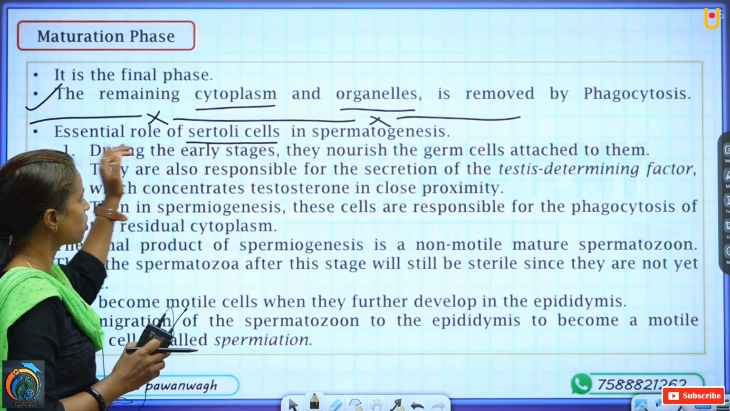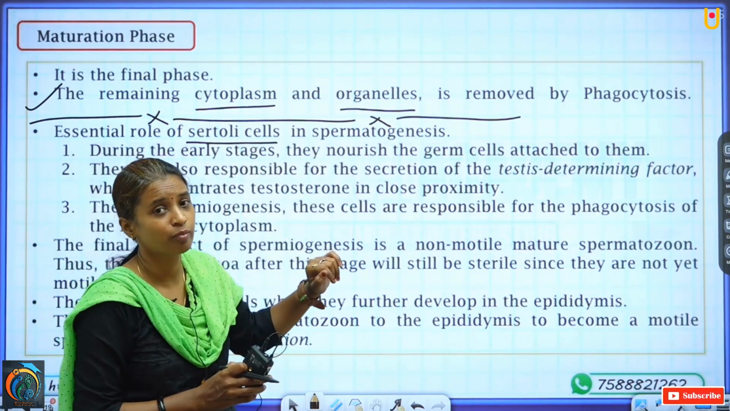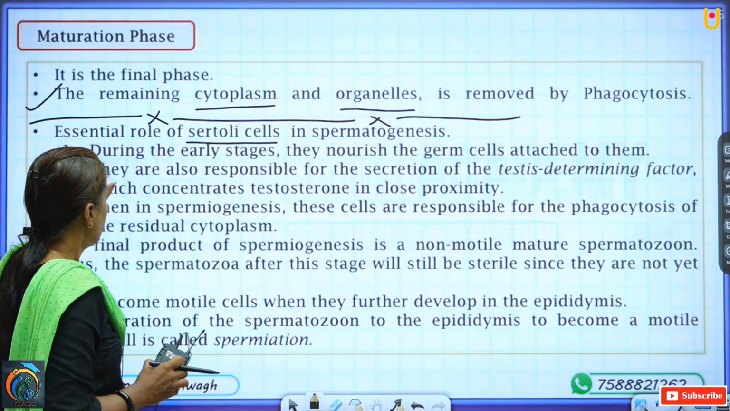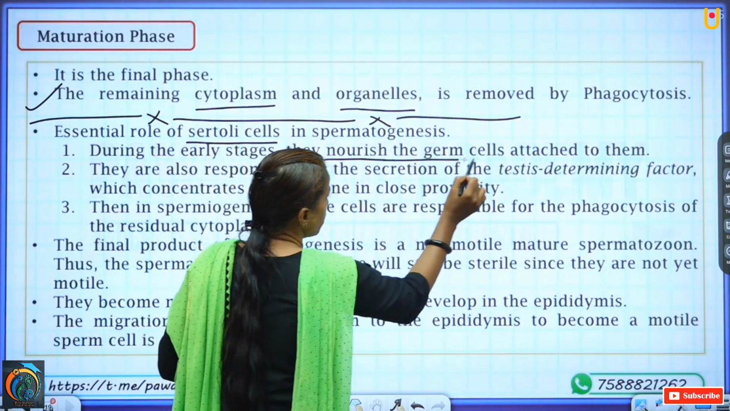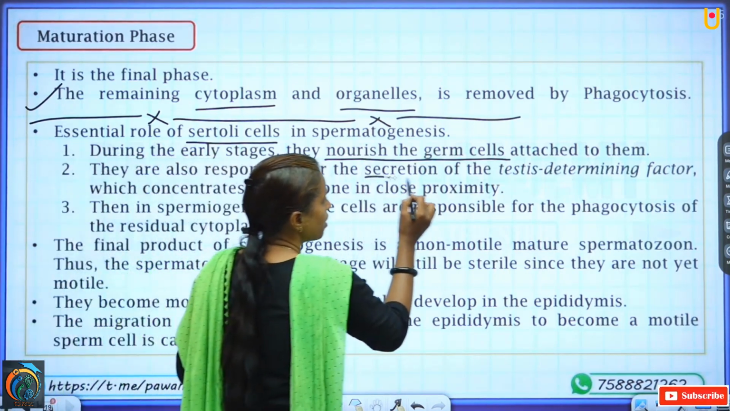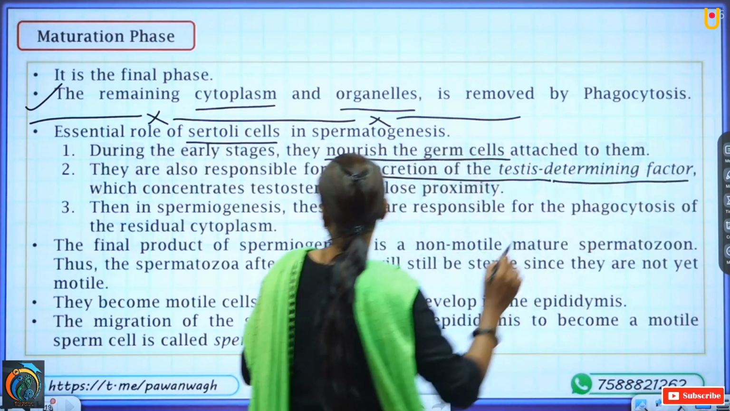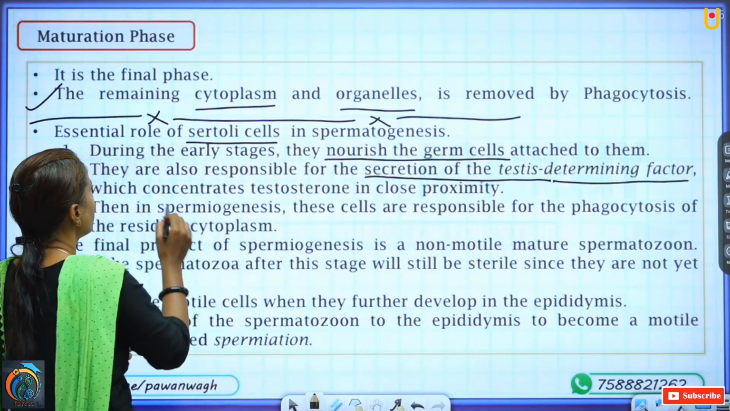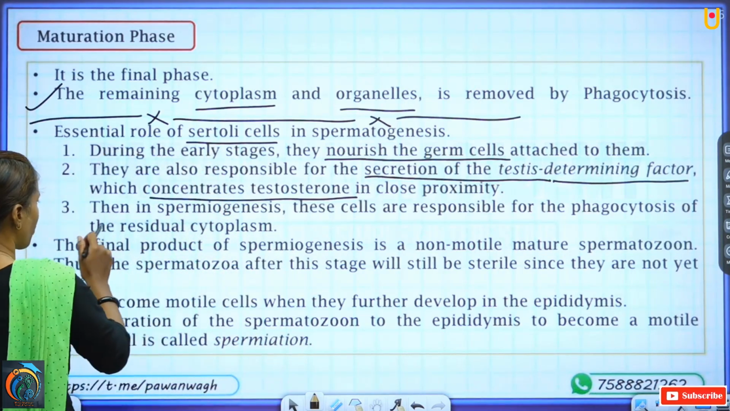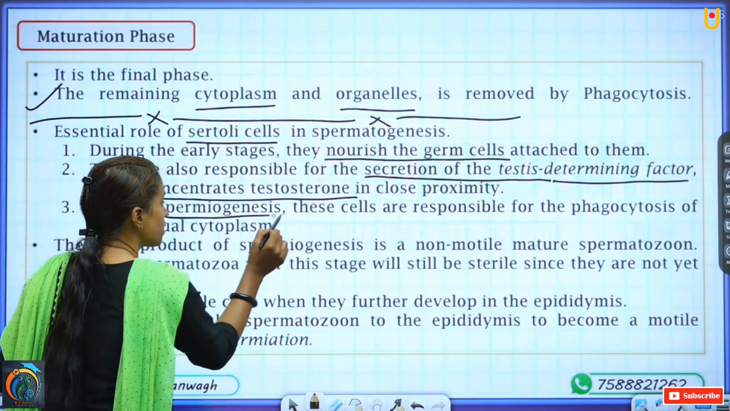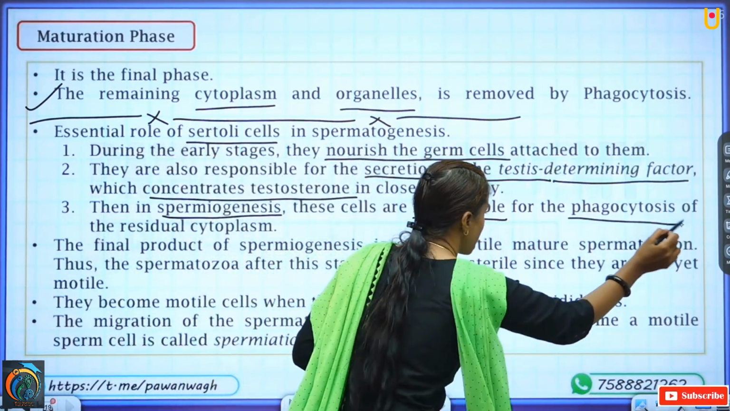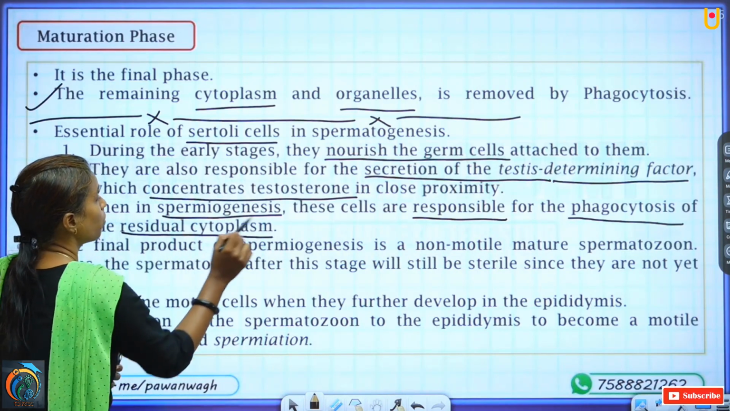Now, the next subpoint is the essential roles of Sertoli cells in spermatogenesis. How are the Sertoli cells helping in the process of spermatogenesis? What are they providing? They are providing nourishment to the germ cells which are attached to them. They are also responsible for secretion of testis determining factor, and because of that they concentrate testosterone. Then in spermiogenesis, how are they helping? In the spermiogenesis process, they are responsible for phagocytosis of residual cytoplasm. This process only.